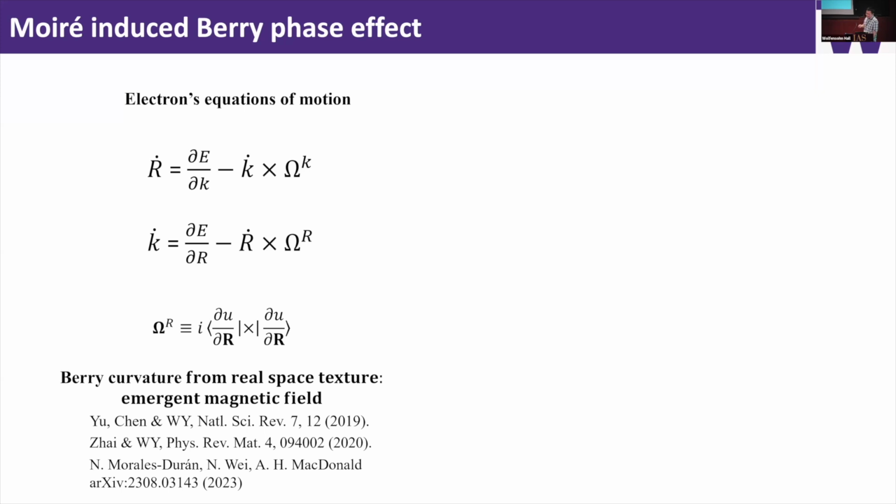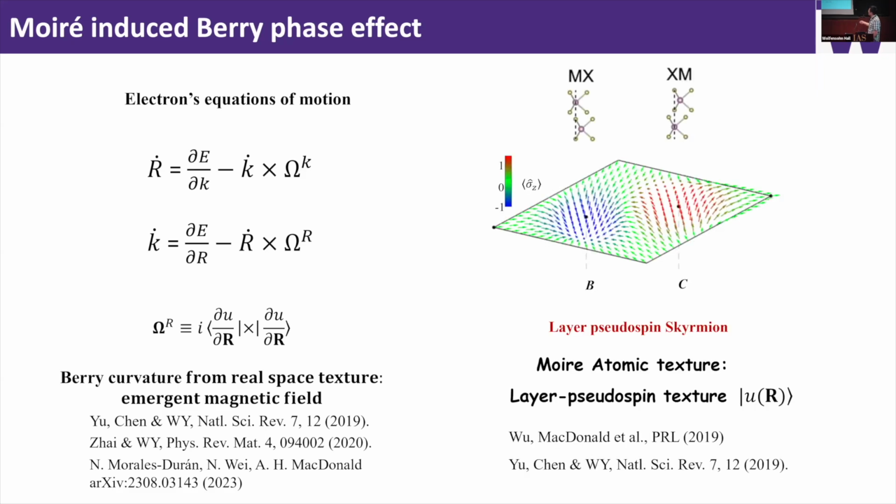But for most crystals, it's a homogeneous crystal. It's periodic, so what it means is this Berry curvature Omega r in real space vanishes. So this term we usually ignore in the equations of motion. However, the situation changes in the moiré superlattice, because in the moiré superlattice there are periodic variations of these atomic registries. So this gives rise to Berry curvature in real space.